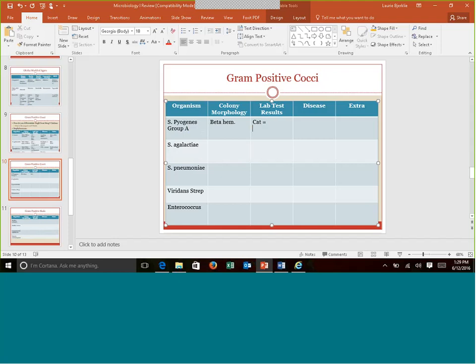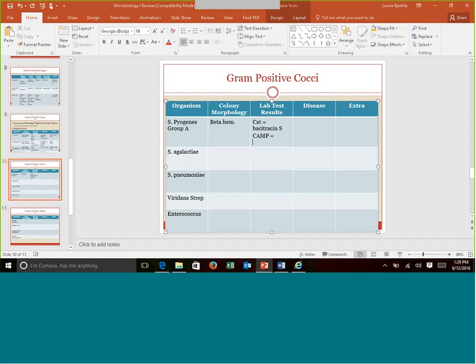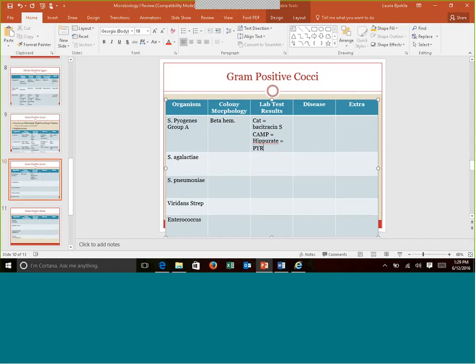The next thing you do after catalase negative is look at the hemolysis. Okay, I have a beta hemolytic. That will tell me to run my bacitracin A disc, and that should be susceptible. You could run a CAMP test, that would be negative. You could run a hippurate hydrolysis test, and that would be negative. You could run a PYR, and that would be positive.